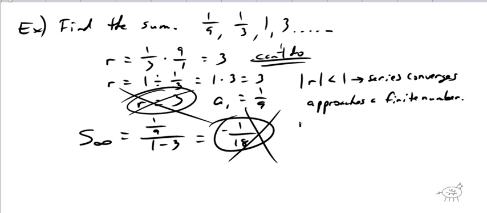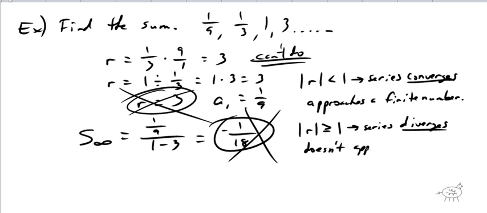Okay? If the absolute value of r is greater than or equal to 1, then we say the series diverges. Very important words: converges and diverges. And the word diverges basically means it doesn't approach a finite number.